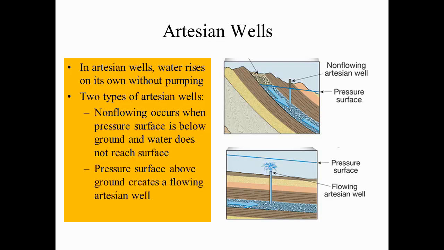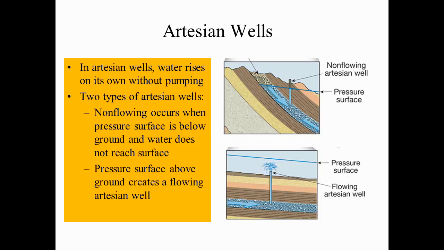On the other hand, within the lower diagram, we see that the pressure surface occurs above the ground, and this in turn creates a flowing artesian well where the water rises all the way to the surface without pumping. So the point is that whether it's a flowing or non-flowing artesian well depends on whether the pressure surface occurs below or above the ground surface.